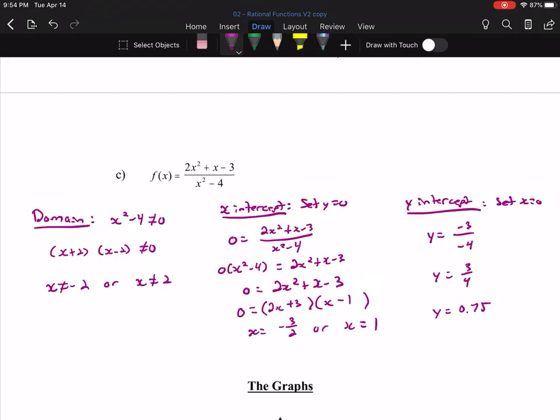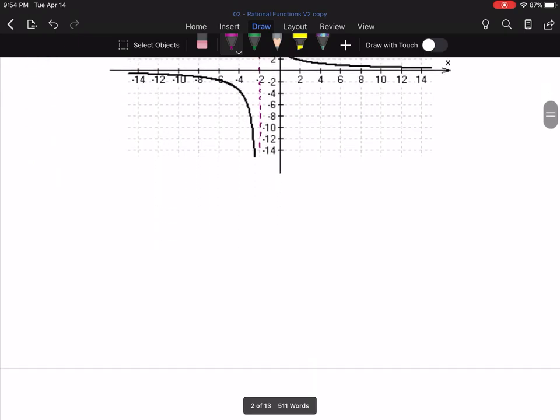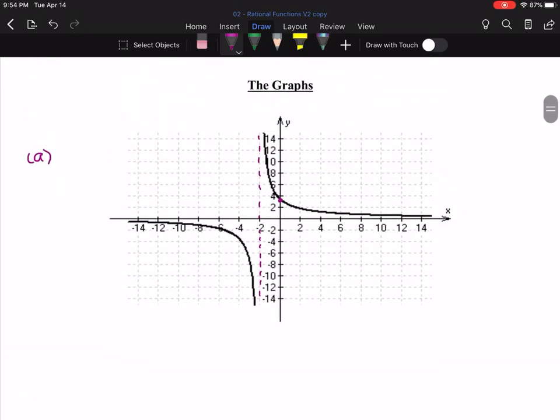You already knew how to do domain issues. You called them restrictions. You already knew how to do x and y intercepts, and a little bit different algebra here, but this algebra doesn't get out of hand. Okay. Notice, though, some features that came out of this.